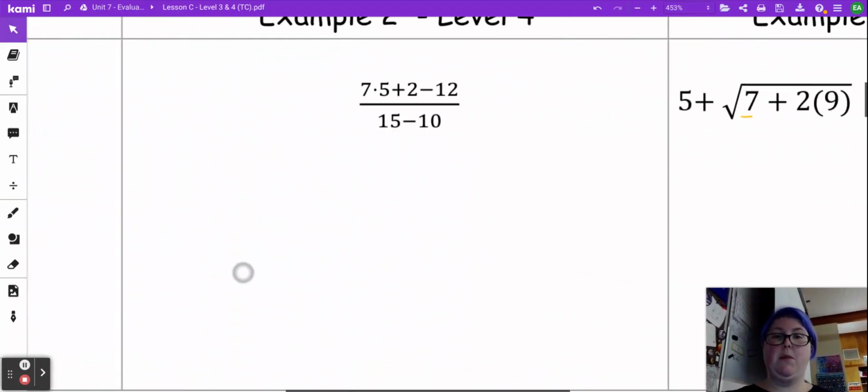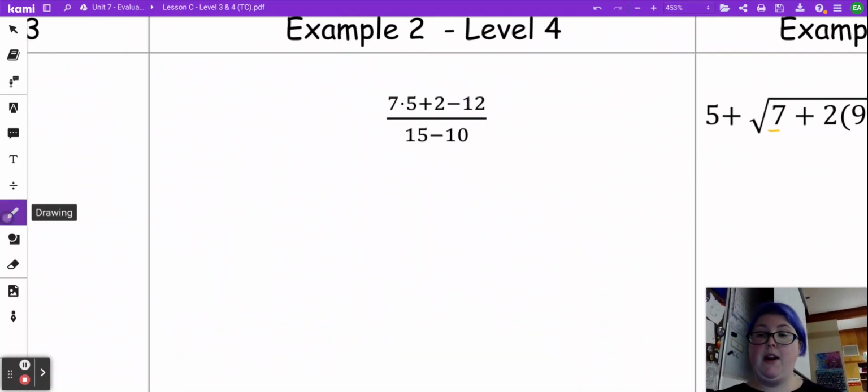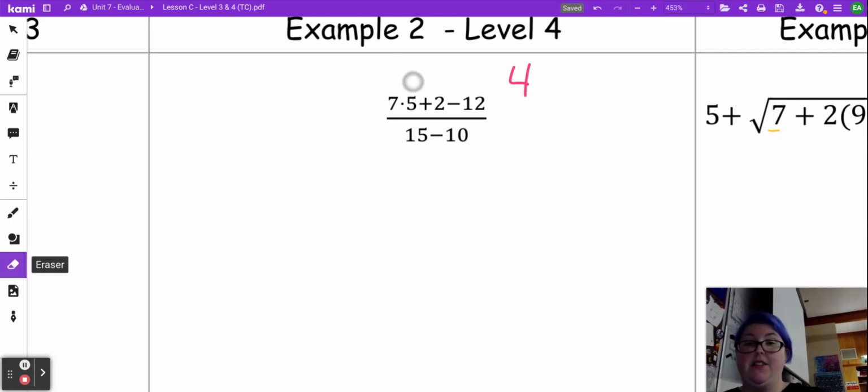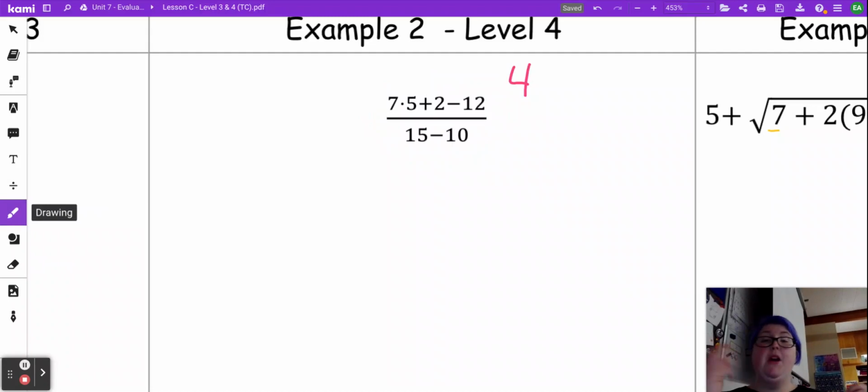So now let's work with a level 4. Now remember I told you above, this whole thing is a level 4 because this fraction, we can't do anything until we resolve everything on the top and everything on the bottom. So there are two ways to do this. You can rewrite this as a straight across problem, or you can solve the top and then the bottom.